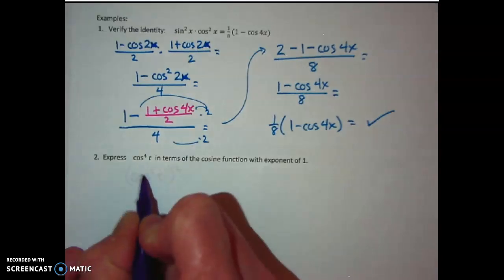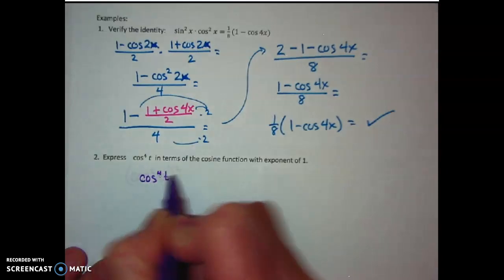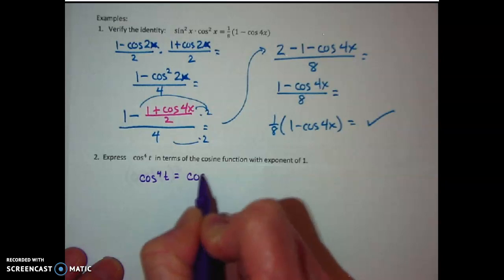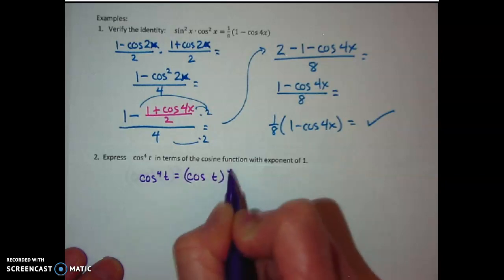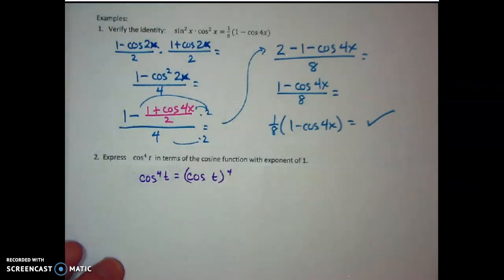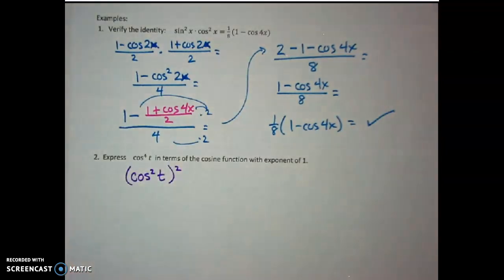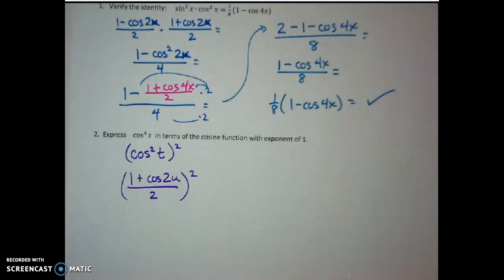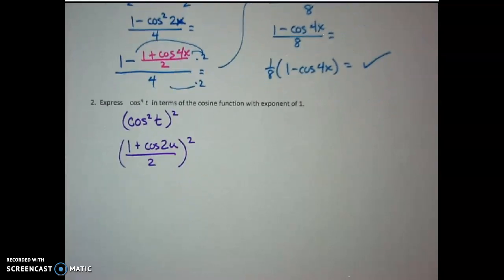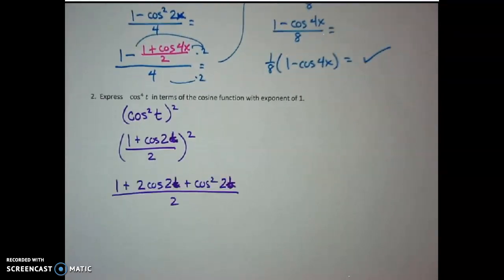I want to remind you that we can write cosine to the 4th of t like that, or cosine t to the 4th. With that in mind, we can rewrite cosine to the 4th of t like this, and now it's going to be much easier to use that formula up above. That first step is straight substitution. Now I'd like you to square the numerator and square the denominator. And you should get that.